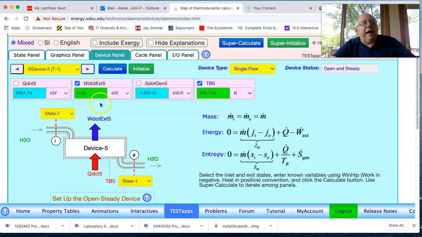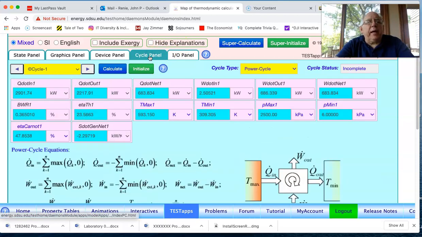And then our final device is the boiler, and the boiler is taking the full fluid flow rate at 7 and bringing it up to state 1, which is delivered to the first stage of the turbine. And with no work being done in the boiler, we see 2,901 kilowatts of heat going in. And so those are the device panels.